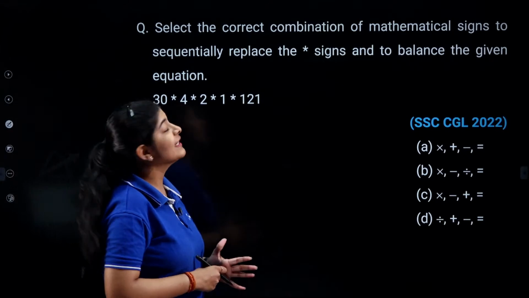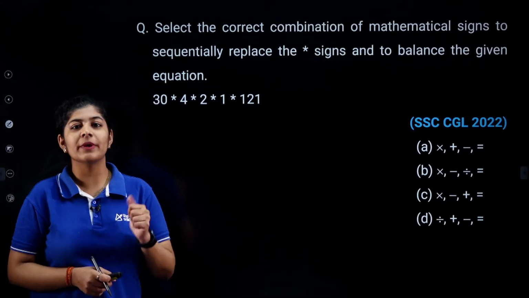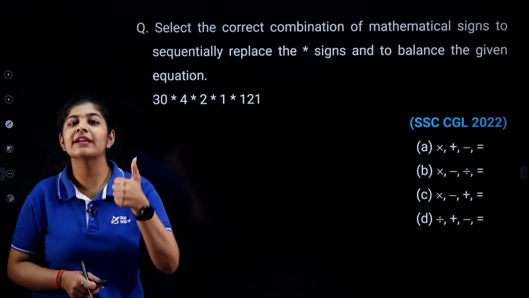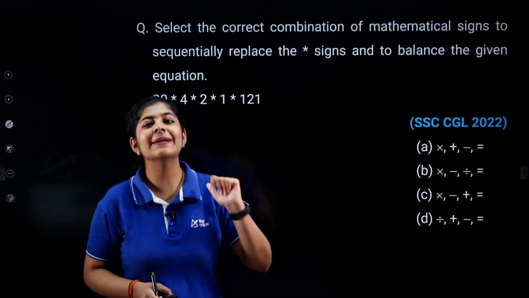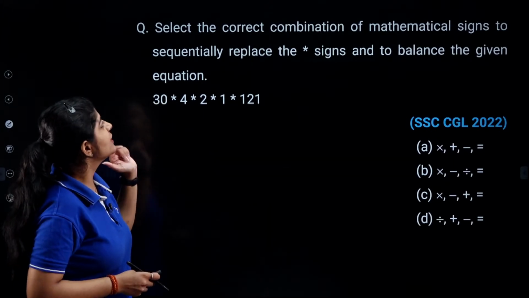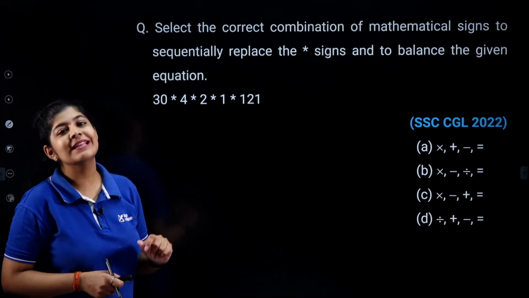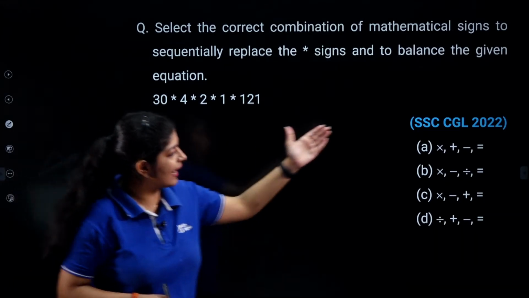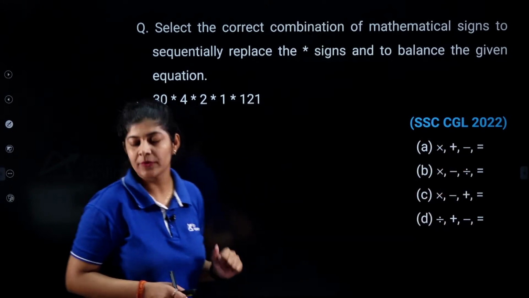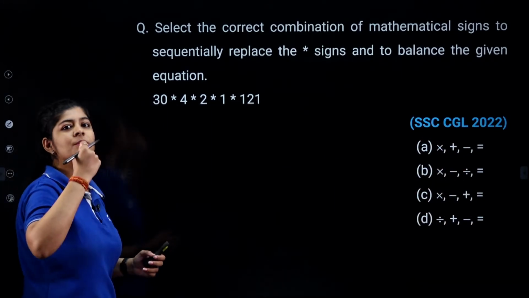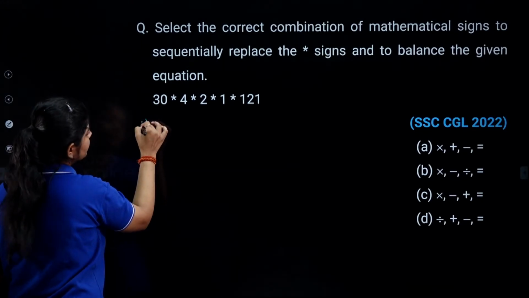So the next question says select the correct combination. This time we need to identify the correct combination of mathematical signs to sequentially replace the asterisk signs and balance the given equation. We know that the last sign is equal to. Now, just pick the options and apply on it. I'll go with option number A first.